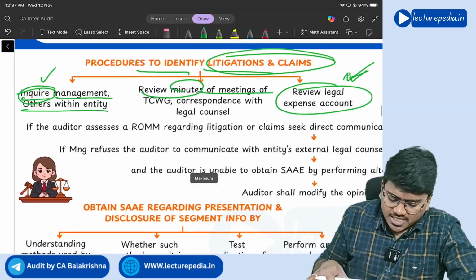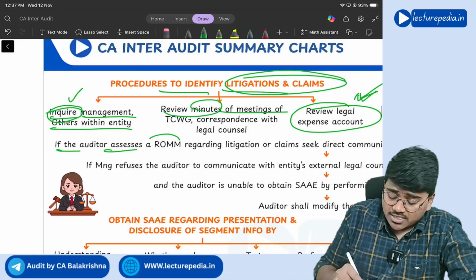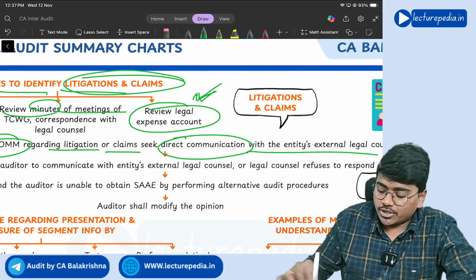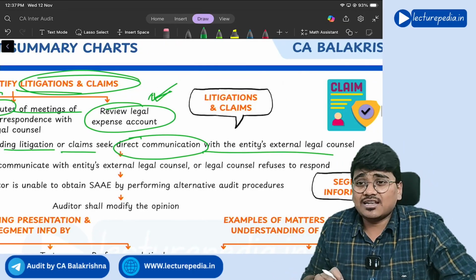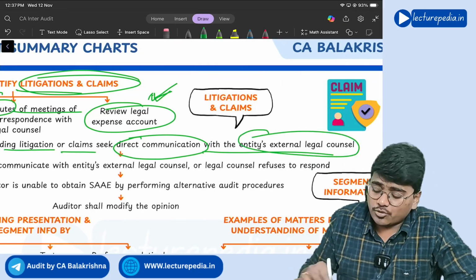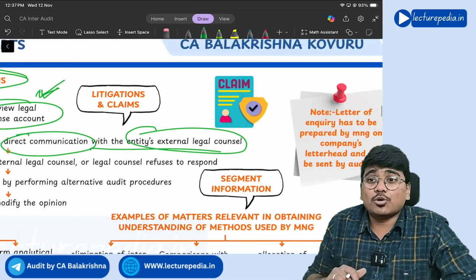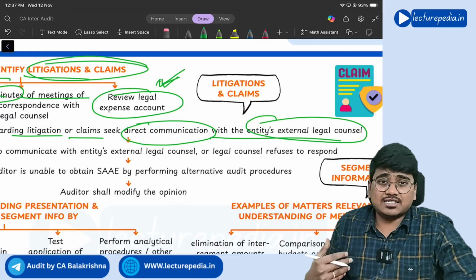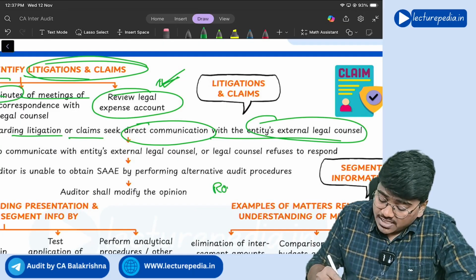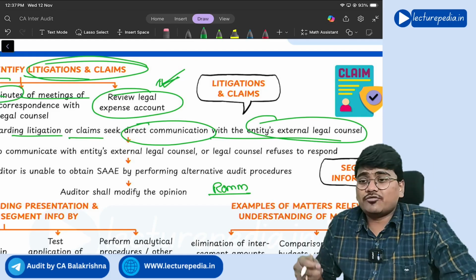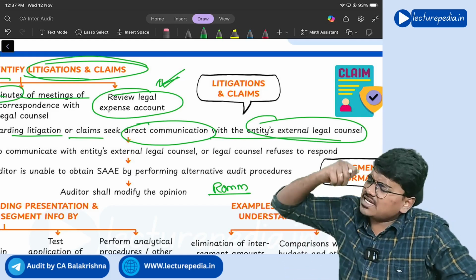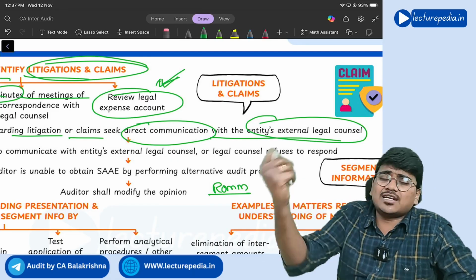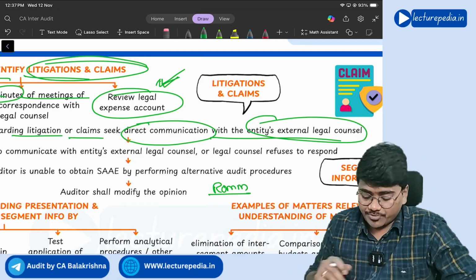So if the auditor assesses a risk regarding litigation or claim, then seek direct communication with the entity's external legal counsel. External legal counsel means the entity's lawyer. If the auditor is having more doubt, if he has assessed that the risk of material misstatement in case of these litigations and claims is very high, then it is better that you yourself directly consult with the lawyer of the entity. So that you will do.